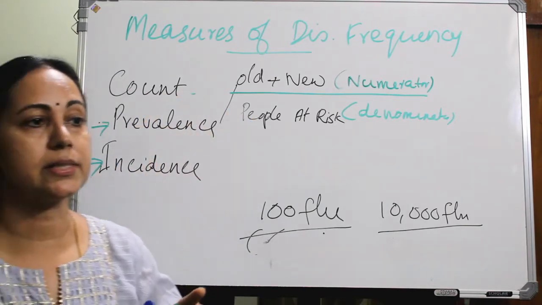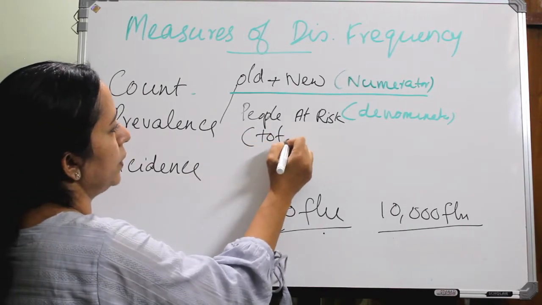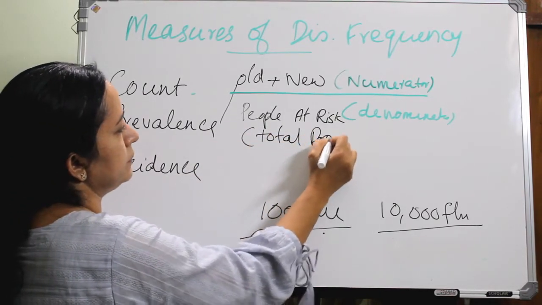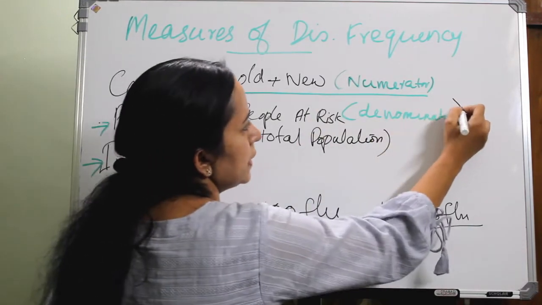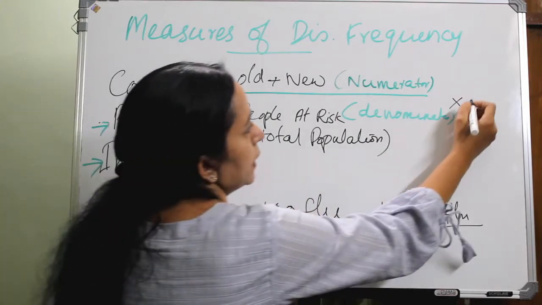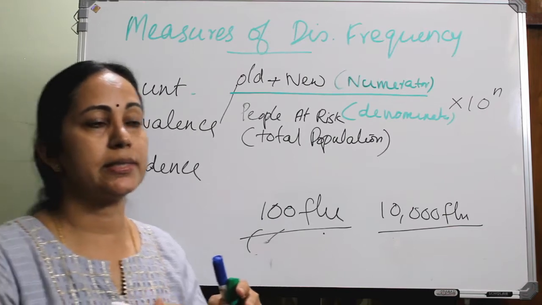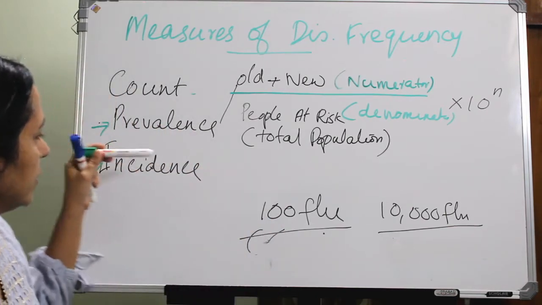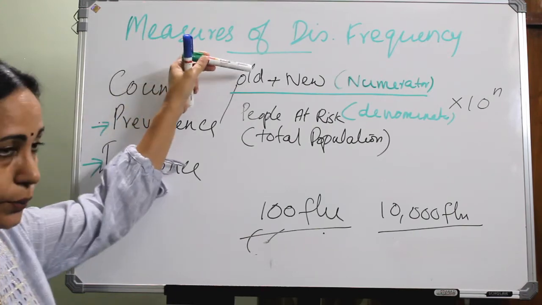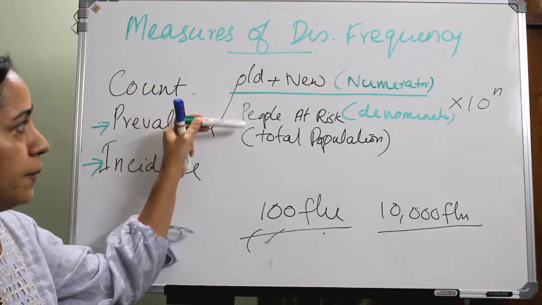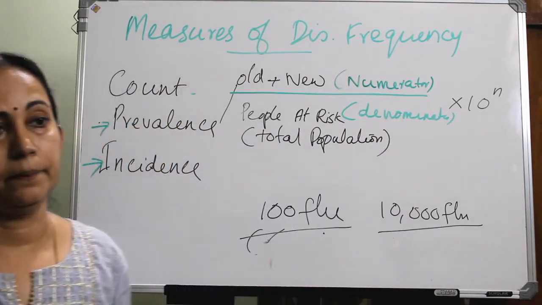And if people at risk data is not available, we can also take the total population. And this is multiplied by a power of 10, that is 10, 100, 1000, etc., to make it a round value. Okay. So the prevalence is presence of cases, both old and new, in a population, divided by people at risk or total population, multiplied by a power of 10. Okay.